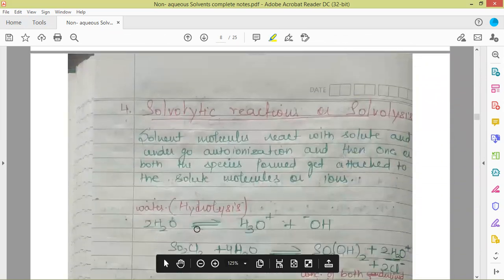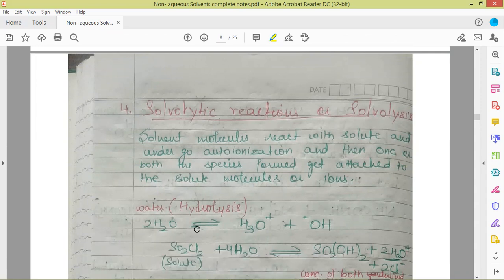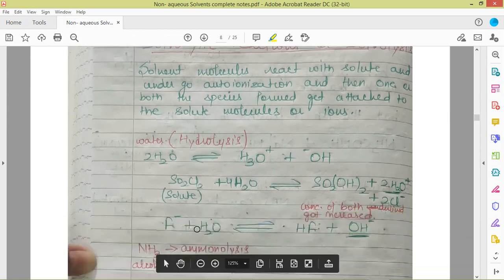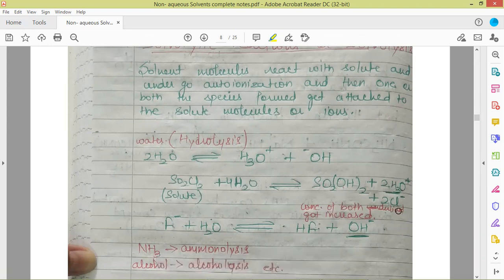Next are the solvolytic reactions, or we can call them solvolysis. The solvent molecules react with the solute. In such reactions, the solute molecules will impose autoionization on the solvent molecule, and then one or both of the species formed out of the solvent, cationic and anionic, get attached to the solute molecules or ions. Say water has ionized and we have taken the solute SO2Cl2. When it reacts with water, we get the formation of SO2(OH)2, the hydronium ion, and 2Cl negative.